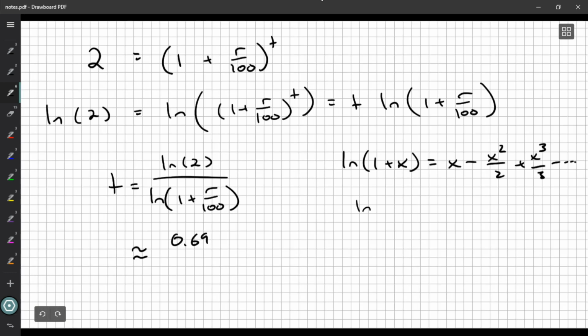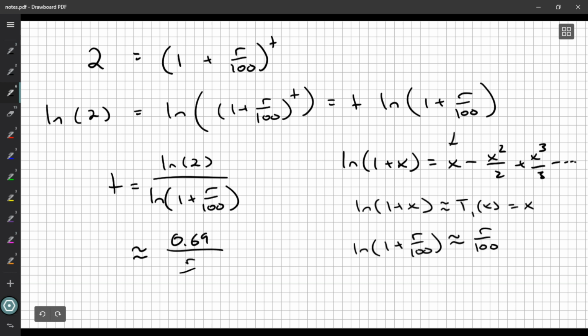Okay? And very, very near 0, so for very, very small interest rates, ln of 1 plus x is approximately its first Taylor polynomial, which is just x. We don't have to go any further. So ln of 1 plus r over 100 is approximately r over 100, and that justifies putting it in here. And then we invert and multiply. That gets us the 69 over r that we're after.